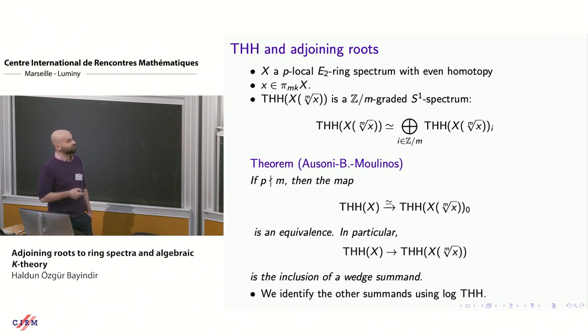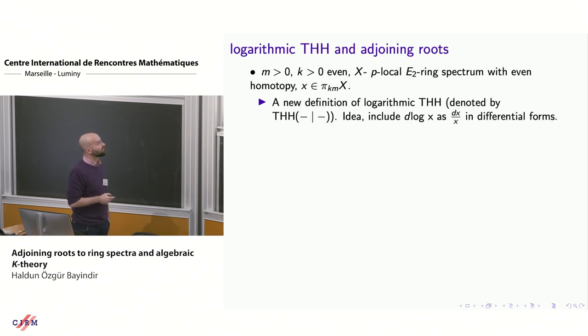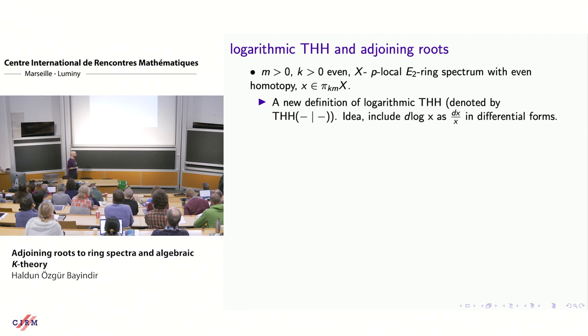And to identify the rest of the pieces, we make a new definition of logarithmic THH. So maybe I will say a few things about that. About the general idea of logarithmic THH, the idea comes from log-derived geometry, where in order to consider log poles in algebraic geometry, the idea is to include d log x. If you want to consider log poles around x, you include d log x in your Kähler differentials, right? So you formally introduce dx over x in your Kähler differentials, and that will be your logarithmic Kähler differentials.